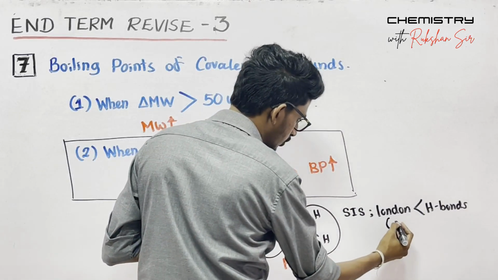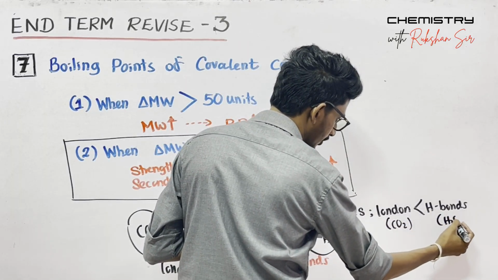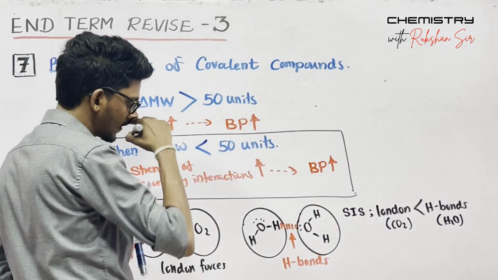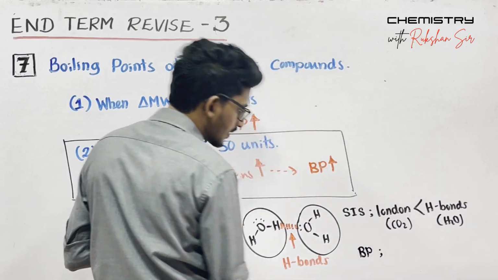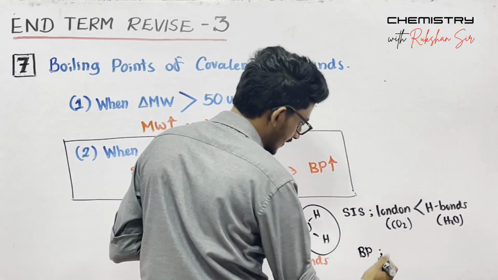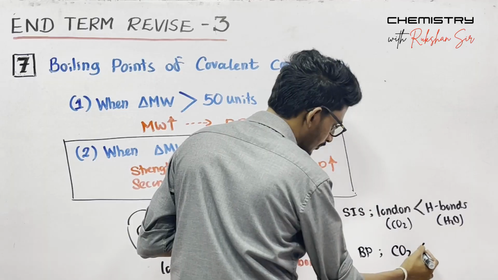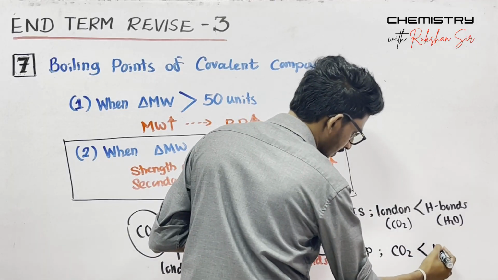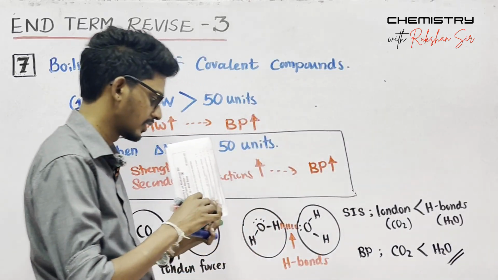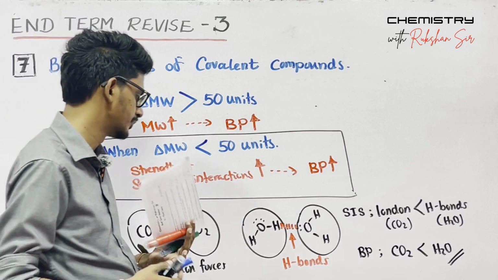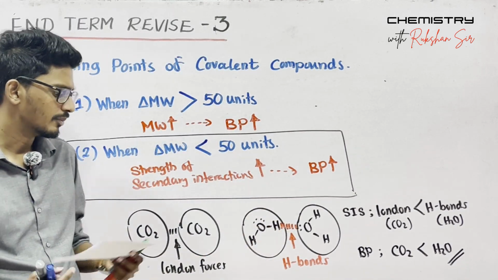So among CO2, you have the London forces. Among H2O, you have the hydrogen bonds. So your boiling points. When it comes to boiling points, the CO2, which is with London forces, should have a lower boiling point than H2O, which is with hydrogen bonds. Right? That is how we are supposed to write the boiling points.